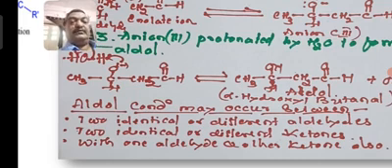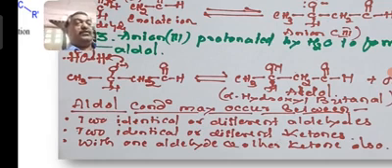Second one is two identical or different ketones. One condition is the ketone must have alpha hydrogen. Or with one aldehyde and another as a ketone, that is called mixed. So that will also give aldol reaction. That is a cross aldol condensation reaction.